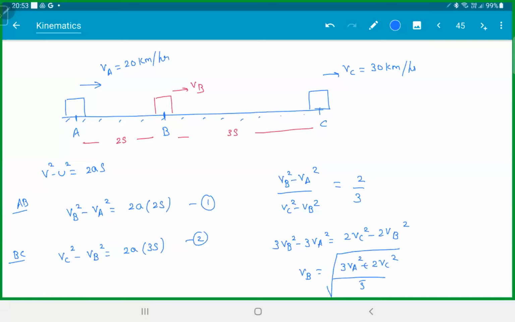Do check this out. So what we did is simply we used the third equation, v square minus u square is equal to 2as, for two parts, from A to B and B to C. And then we just finished it. So when you go from A to B, B is final and A is initial. When you go from B to C, B is initial and C is final.